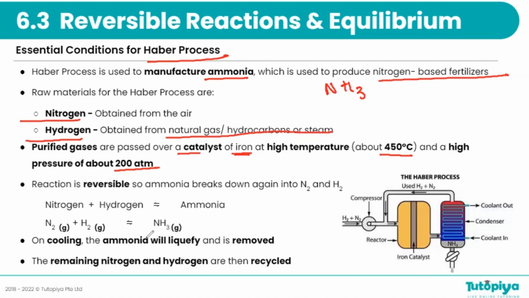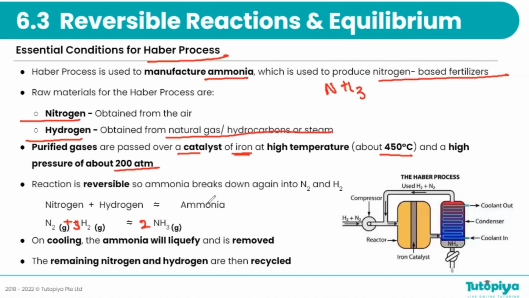Then you also need to know the balanced chemical equation for the process. Here nitrogen reacts with hydrogen to give ammonia. If you balance this, you get 1 molecule of nitrogen reacts with 3 molecules of hydrogen to form 2 molecules of ammonia.